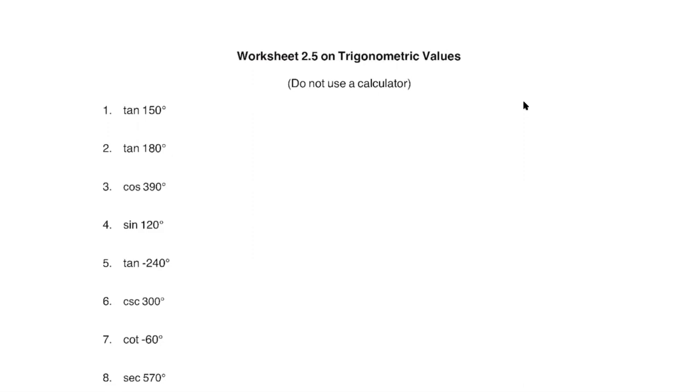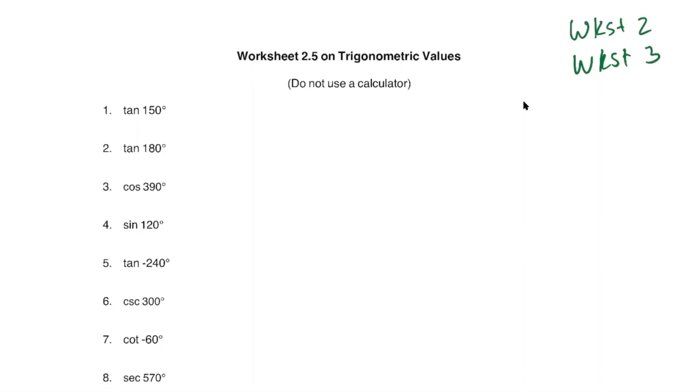This is worksheet 2.5 on trigonometric values. You'll be doing worksheet 2. The reason there's a worksheet 2.5 is last year I found my students weren't ready to go from worksheet 2 all the way to worksheet 3 yet. Worksheet 3 I think is in radians, so just ignore it for now.